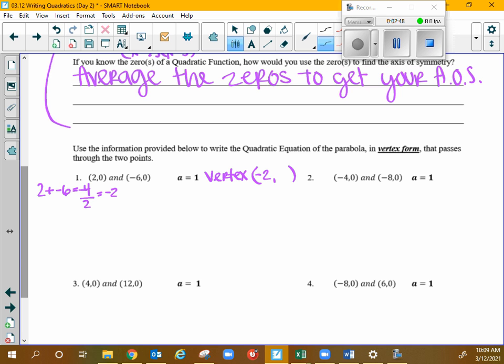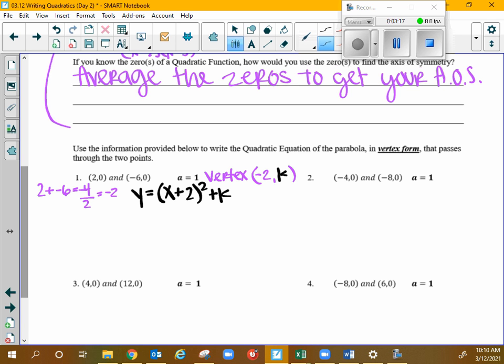So when I start to write my function, I know so far that if my a value is 1, I don't have to write it. I mean, I could if I wanted to, but I can just start with x. And if it's negative 2, what would I put? x plus or minus? Plus 2 squared plus k, because k is this value, right? So I don't know what k is yet. I've got to figure that out.